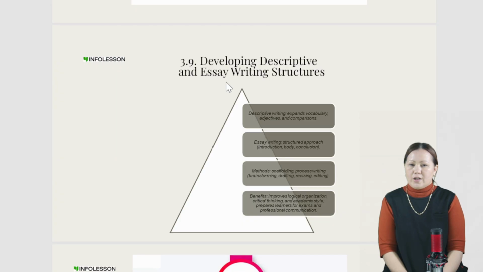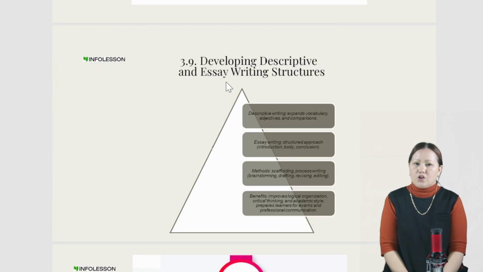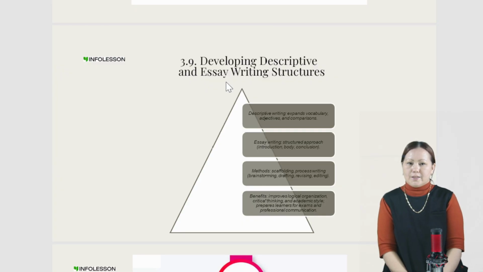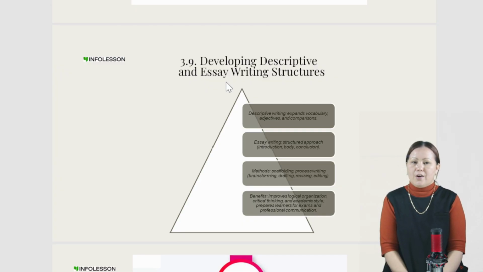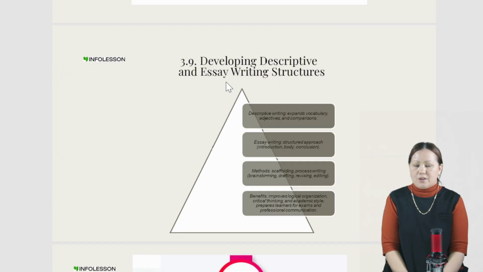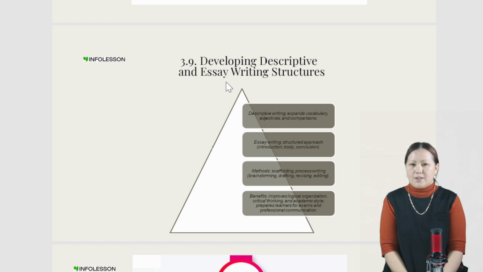To ensure cohesion, each paragraph must logically connect to the next. Teachers should explicitly teach the use of cohesive devices and linking words, for example, in addition, however, therefore, as a result. Consistent practice with these expressions helps students produce coherent and unified texts.